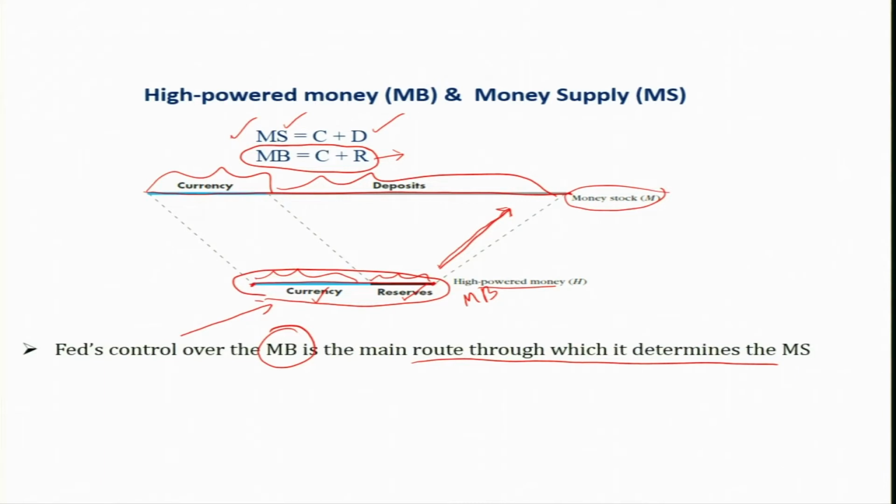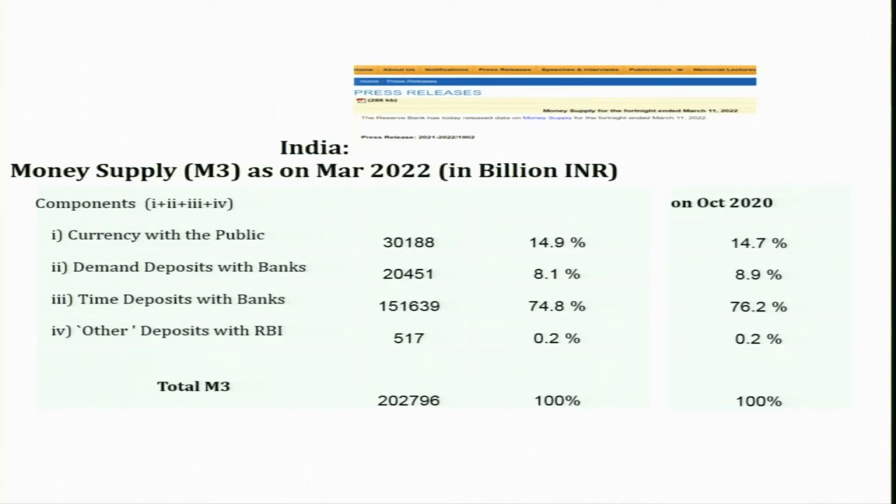Let us now focus on this monetary base, this part, and before moving further, let me also show you the money supply in India and what components are included there. We can say that currency with the public is 14.7% in March 2022. So, you can see that this is the currency with the public, and in the money supply the C component consists of approximately 15%.